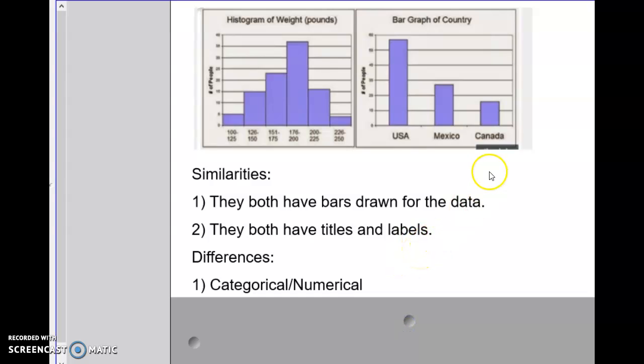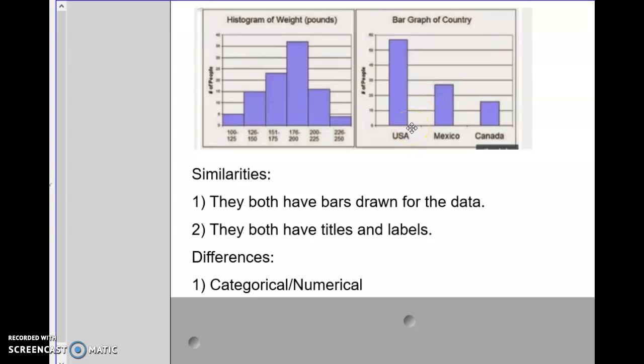What I want you to take note of is that the bar graph on the right represents categorical data. If you'll remember about a week or so ago, we discussed the differences between categorical and numerical data. Categorical data is where, when you do a survey, you're given a response that would be a word. For instance, if I ask you, what's your favorite color? Your response would be blue, red, green, yellow, orange. Those are words. If I ask you, what's your favorite sport? You may say baseball, soccer, football. Those are words. That's categorical data.